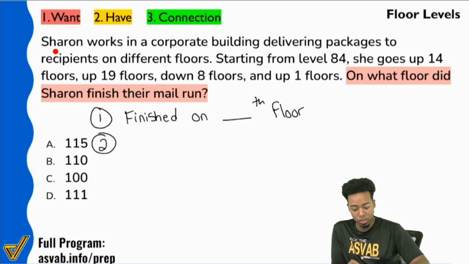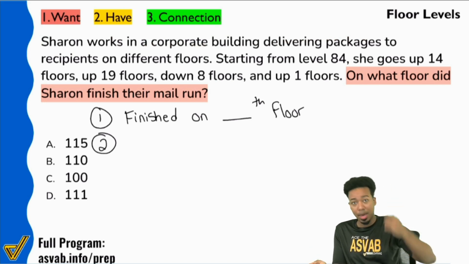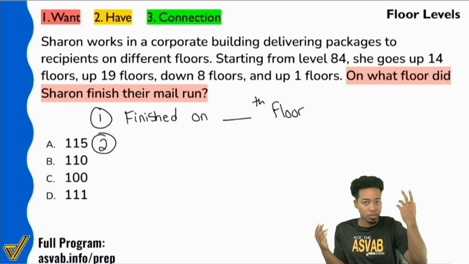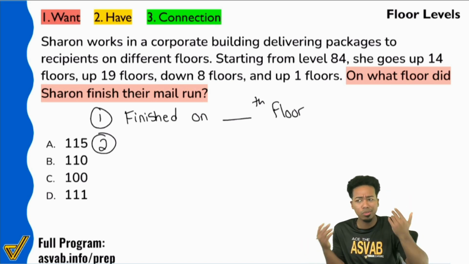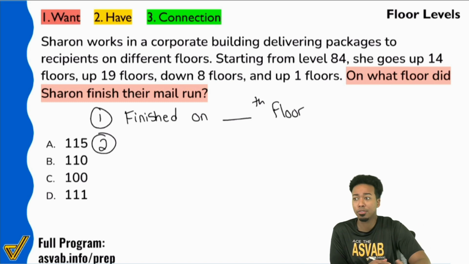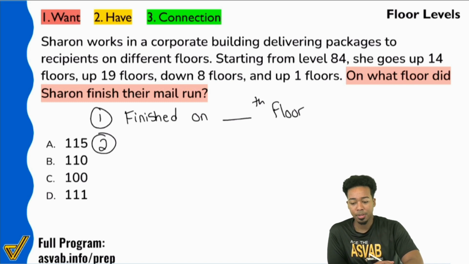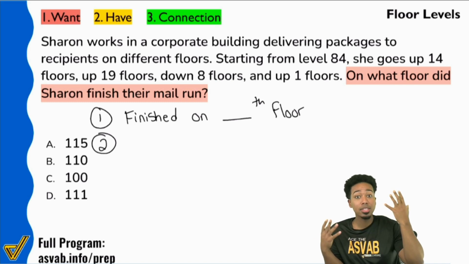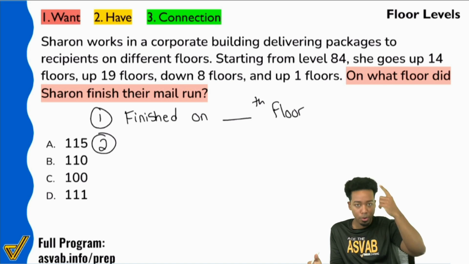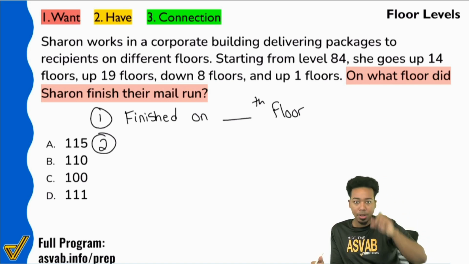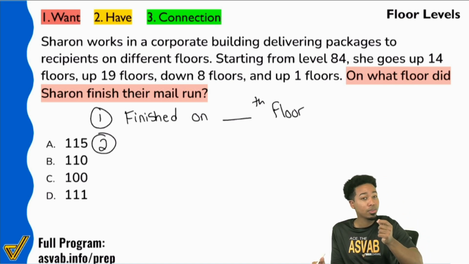She delivers packages to recipients on different floors. So Sharon works in a building delivering packages. She goes up and down all day. Everybody, is that understandable? Is that a story you can imagine? If you've seen Elf, there you go. If you've seen the movie Elf, then you know exactly what I'm talking about. If not, either way, it's fine. Because, boom, we now have the setting. We have the context. This person's delivering mail up and down in the building, and we're trying to figure out what floor they ended up on.